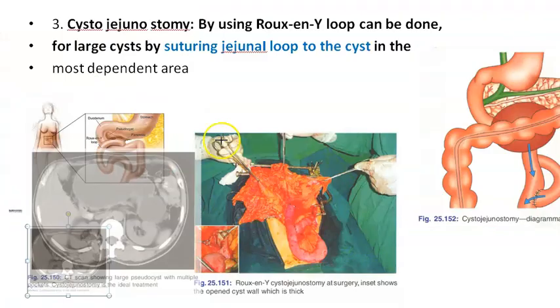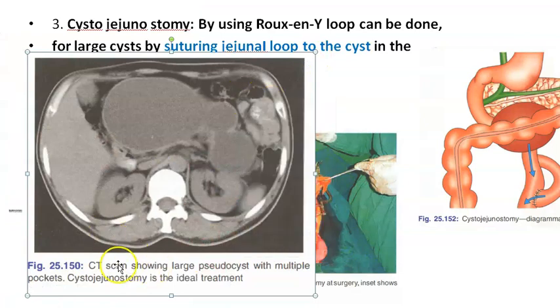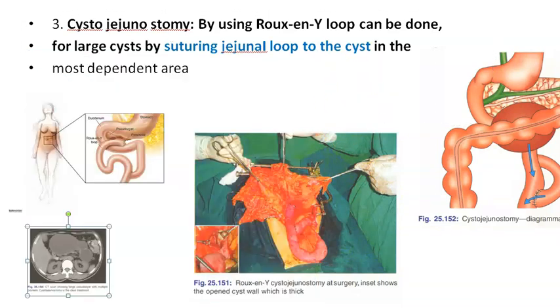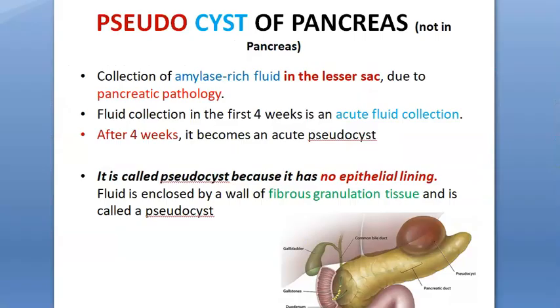But anyways, what they are telling here in this diagram is that if there is a large pseudocyst with multiple pockets, the CystoJejunostomy is the ideal treatment. Okay. So this is about CystoJejunostomy. Let us take a recap. We wanted to look at pseudocyst of pancreas in this video.